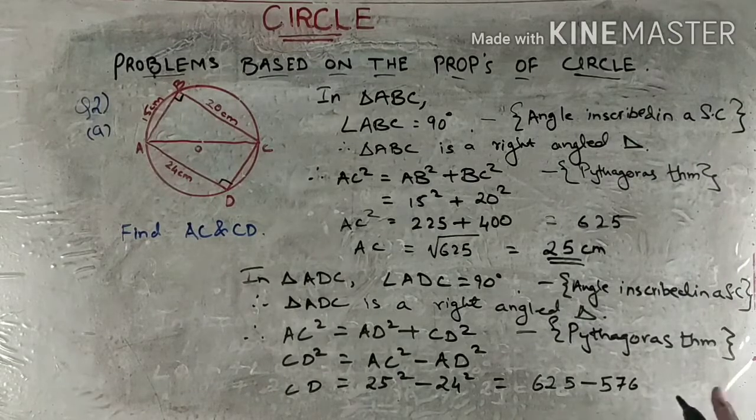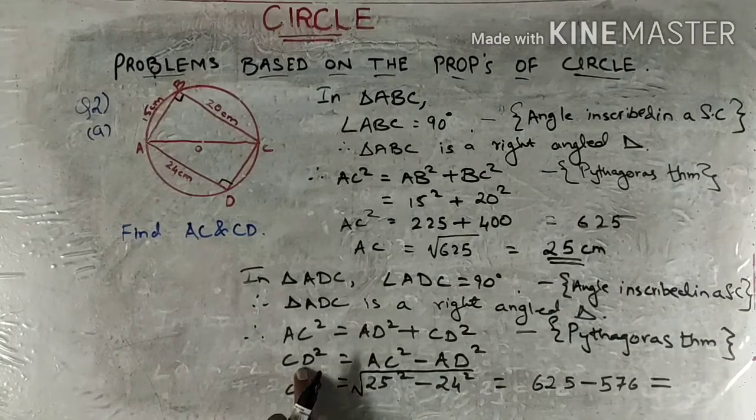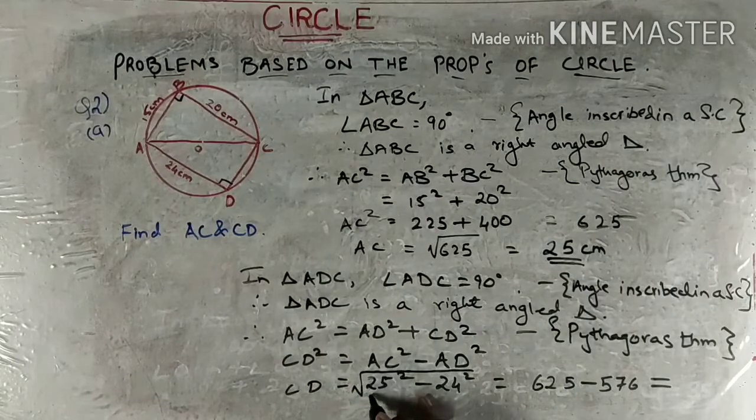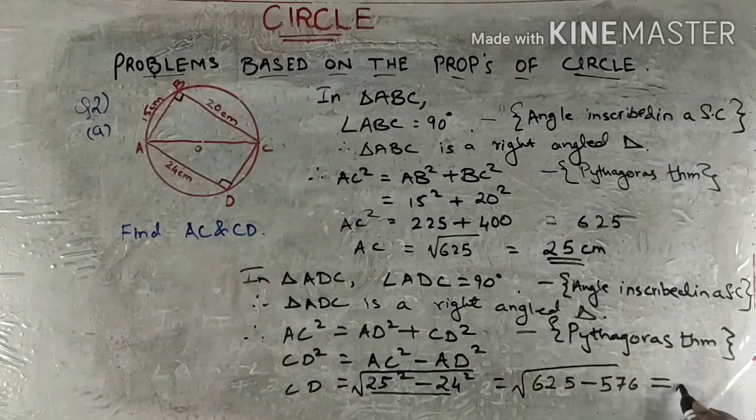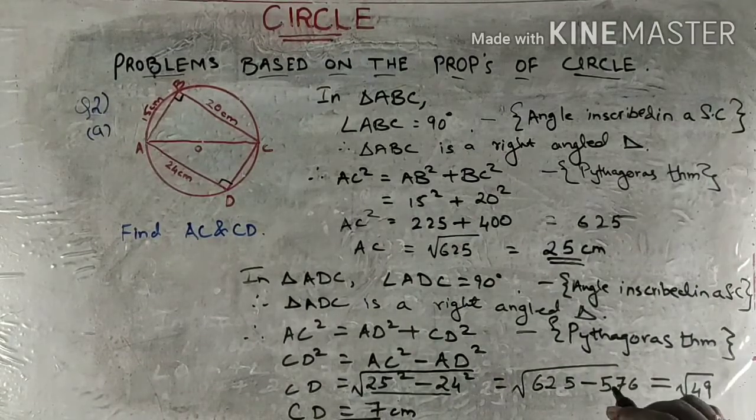Subtracting, we get 49, because it was CD square, when I take CD, it will be square root of this. Okay, so square root of this will give you square root of 49. So CD is equal to square root of 49, that is 7 centimeters. Don't forget to write the units in which the sums are given. Okay, with this we finish this sum.